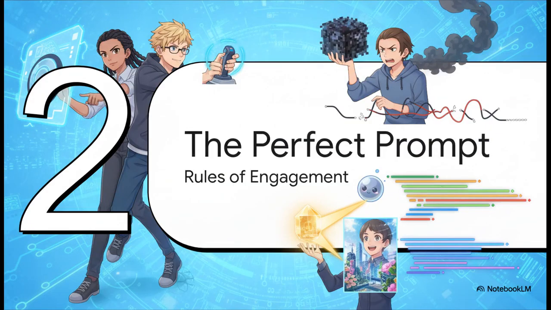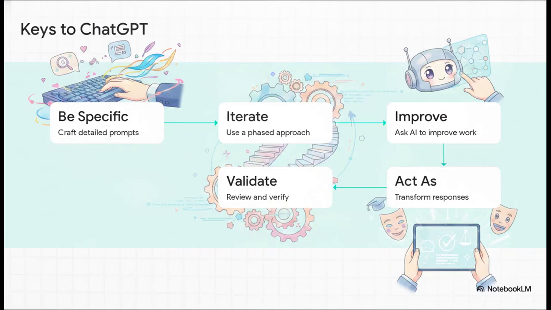Moving to Section 2, Mastering the Perfect Prompt, Rules of Engagement. If we want to move from playing defense to playing offense, we have got to master the foundational skill of this whole new era, and that is prompt engineering. Remember, the AI is only as good as the instructions you give it. Garbage in, garbage out, right? Here are the 5 golden rules for making this work.